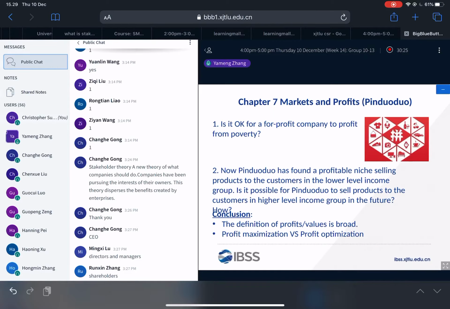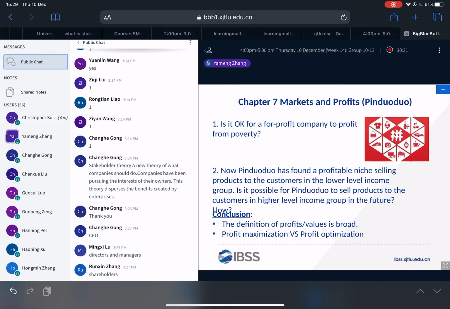Chapter 7. From chapter 7, we start to discuss the CSR issue from the behavioral perspective, how to understand CSR as a value creating behavior. So before we have a better understanding of value creating behavior, we should have an appropriate understanding of value or profits.